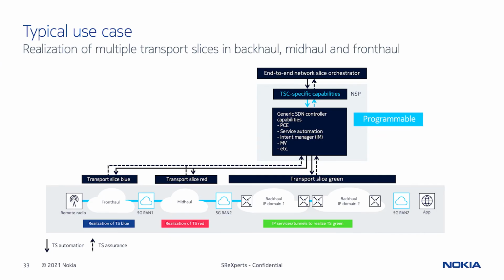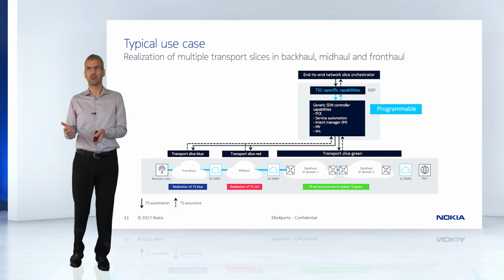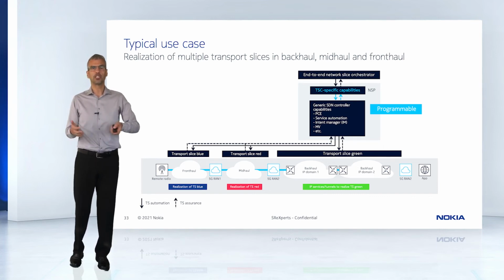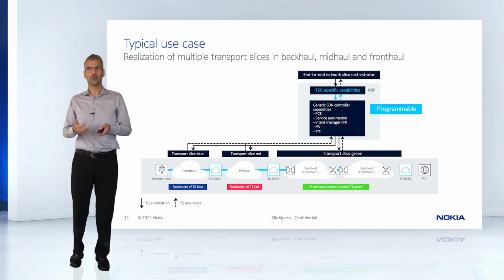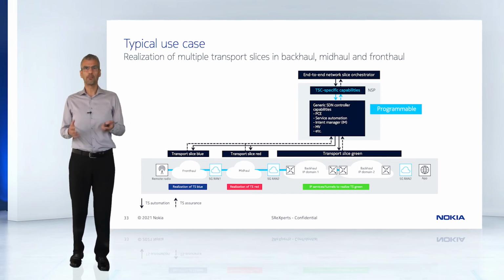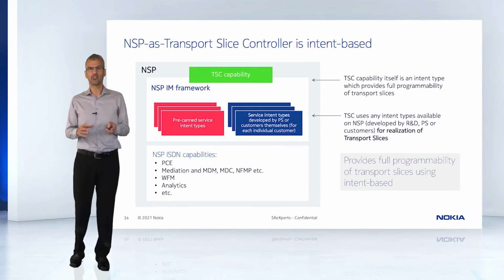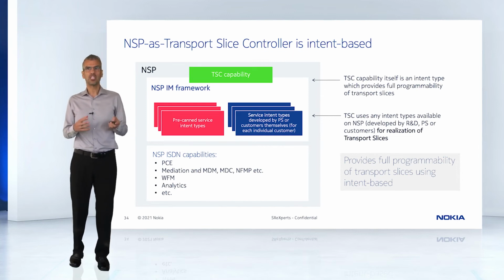This is a very typical way of realizing a transport slice. This is not the only way to do it, but this is one way of doing it. As you see here, the same transport slice controller can manage transport slices across fronthaul, midhaul, and backhaul, which means that I have a single pane of glass. Regardless of which technology is used in each of these domains, I can use my transport slice controller for lifecycle management. And the important aspect from Nokia is that the transport slice controller that we created inside NSP is based on the intent manager framework.